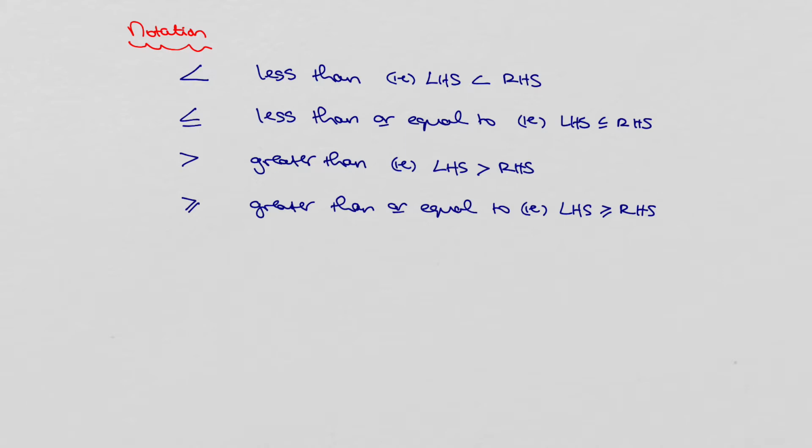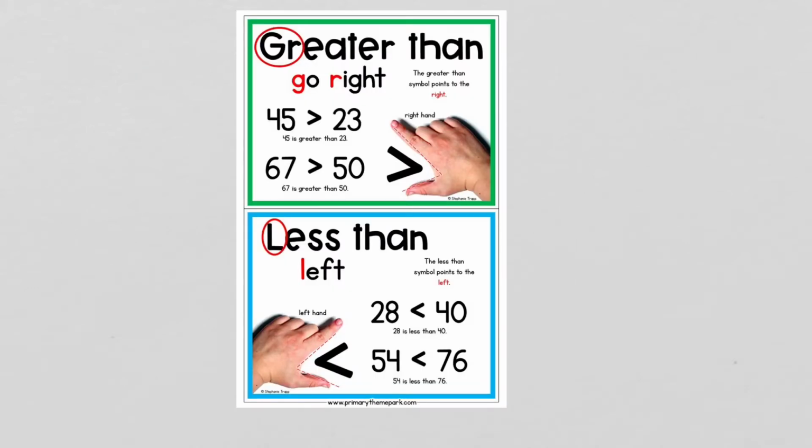So the easy way to remember these is if you lift up your left hand, and you make this shape here at the start, well, left-hand side is less than, which means then that this symbol here is going to be the opposite. It's going to be greater than. So again, this is a nice image from the primarythemepark.com, showing you an easy way of remembering your left-hand side for less than and your greater than sign for the right-hand side. For the right hand, I mean.